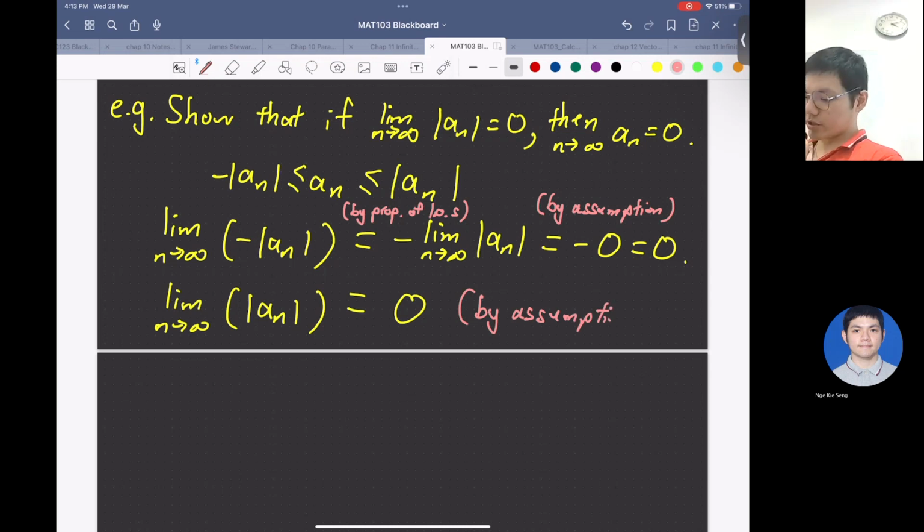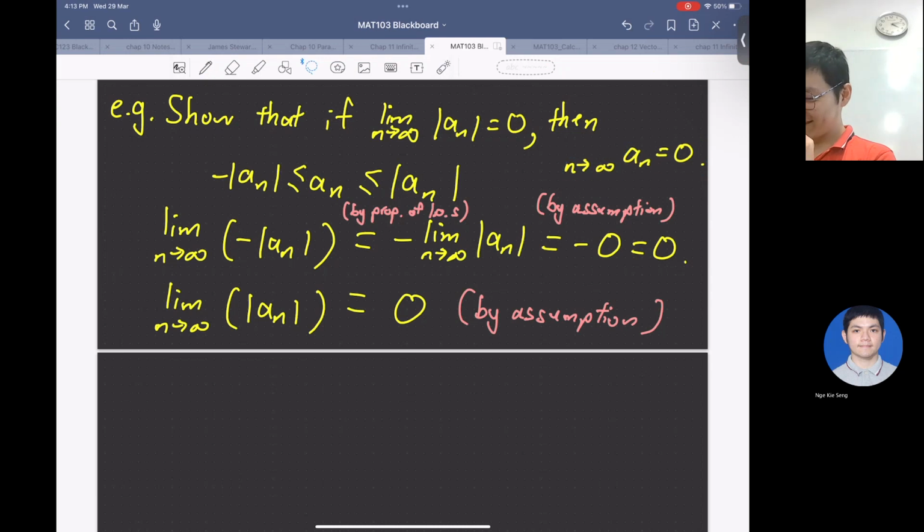So make sure you write every step and the reason why it is true. Don't just write equal. Write out everything, so it must be explicit. So we know that the left is 0 and the right is 0, and then it's squeezed between these two convergent sequences. So by squeeze theorem, we know that the limit of an is 0.